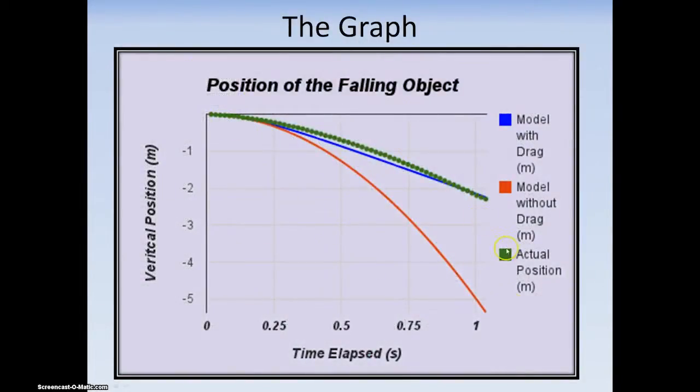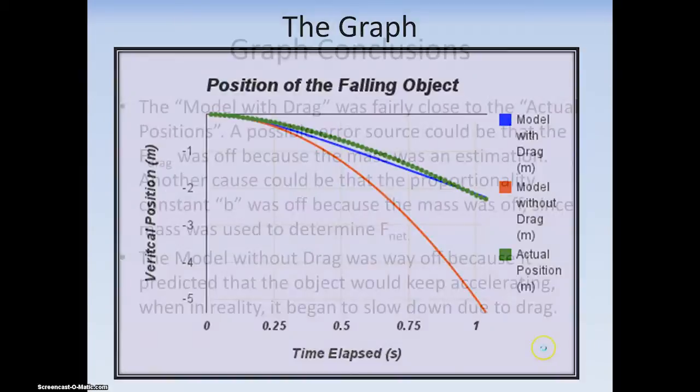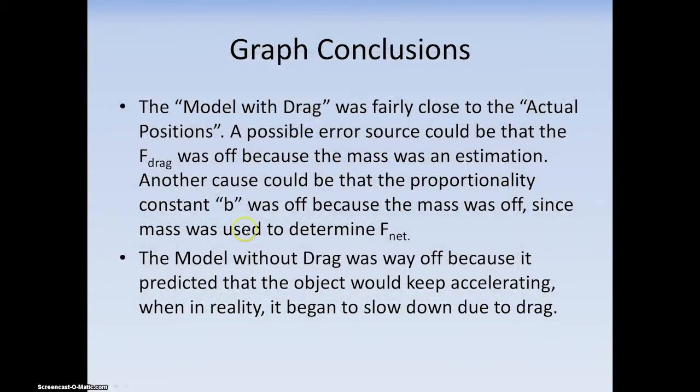Here's the graph. As you can see, the actual position and the model with drag are pretty close, although there's a little bit of a discrepancy between 0.25 seconds and 0.75 seconds. That might be due to the estimation in mass, which turned out to be important later. As you can see, the model without drag is way off. It's not a very good estimation. So the error probably has something to do with the estimation in mass, which led to an improper proportionality constant b. It was sort of a domino effect, I think, which led to a little bit of a discrepancy there. But it is still pretty close, which is good.